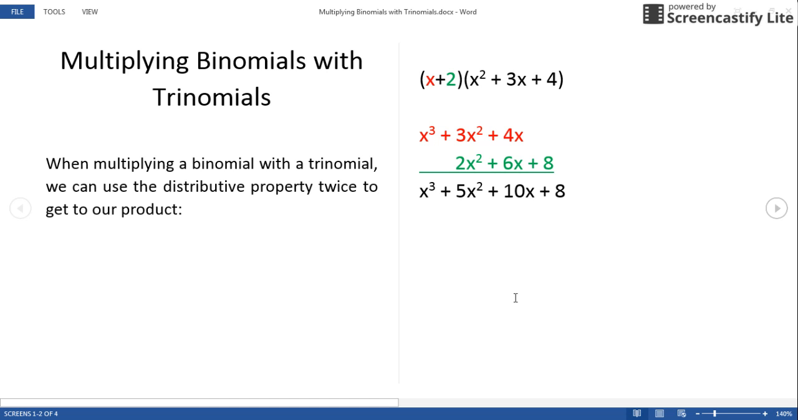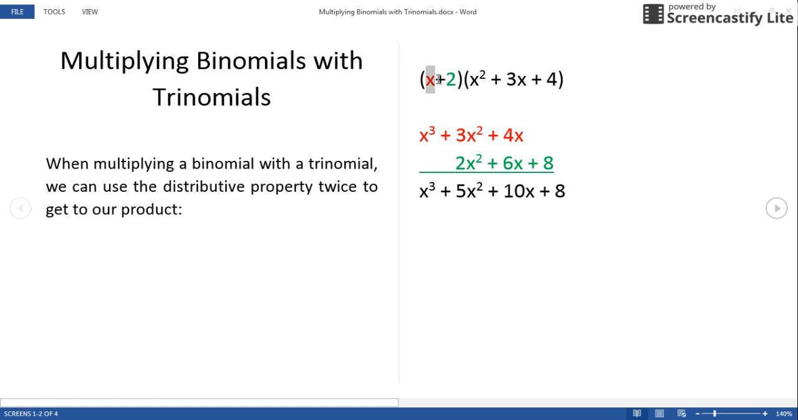Let's talk about multiplying binomials with trinomials. When multiplying a binomial with a trinomial, we can use the distributive property twice to get to our product. For instance, with the problem that is here, binomial x plus 2 times trinomial x squared plus 3x plus 4, we can first multiply x times everybody back here, and then come back and do 2 times everybody back here to get to our product.